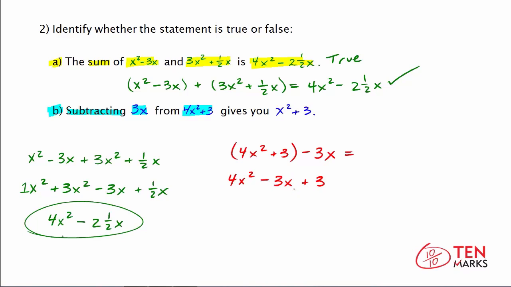And then you have plus 3. So we can't combine anything here. This is what we're left with. When we subtract 3x away from this binomial expression, you get 4x squared minus 3x plus 3. The statement says subtracting 3x from 4x squared plus 3 gives you x squared plus 3, but that's not what we get. We get this, and this is actually correct, which means this statement is false.